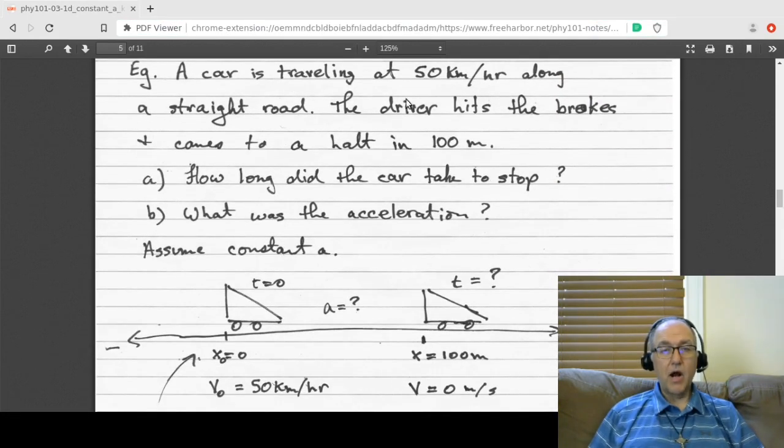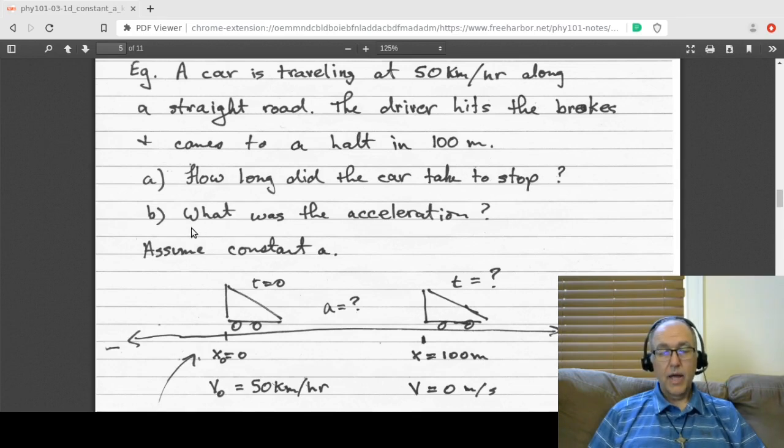All right, we have a car traveling at 50 kilometers per hour. Remember, that's roughly the speed that you travel in a city, the 30 miles an hour. Okay, so we have a car traveling at 50 kilometers per hour along a straight road. And the driver hits the brakes, and the car comes to a halt in 100 meters. Okay, so most people have had to do this. You hit the brakes and you come to a complete halt. All right, so two questions: how long did it take the car to come to a stop?